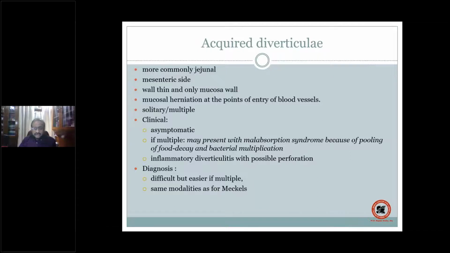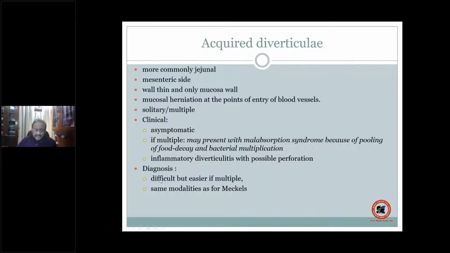It can either be solitary or it could be multiple. The problem is not a formidable problem because most of the time it's asymptomatic. But if there are multiple jejunal diverticuli, they can present with malabsorption syndrome because of pooling of food, and there is bacterial multiplication. Inflammation may occur, and if it does, then there could be a possibility of a perforation.